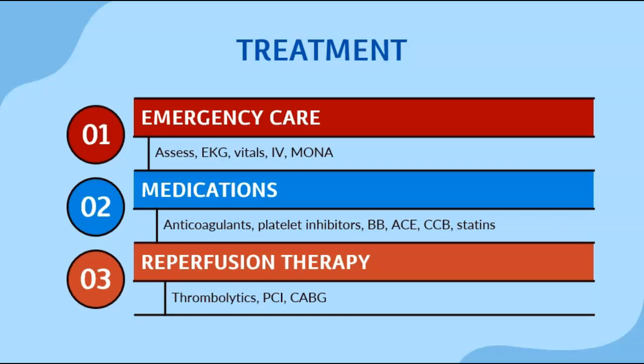Reperfusion therapy. Depending on the location and the skill set of the hospital, one of two reperfusion strategies can be used: thrombolytic therapy or percutaneous coronary intervention, or PCI. Thrombolytic therapy dissolves the thrombi in the coronary arteries and restores myocardial blood flow. TPA, alteplase, reteplase, or tenecteplase, those are all the different types of thrombolytics.